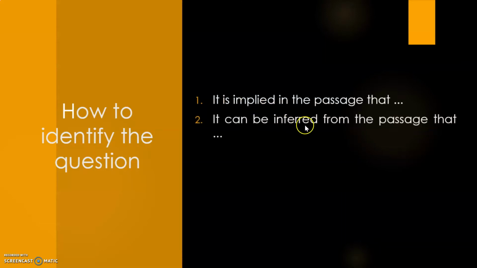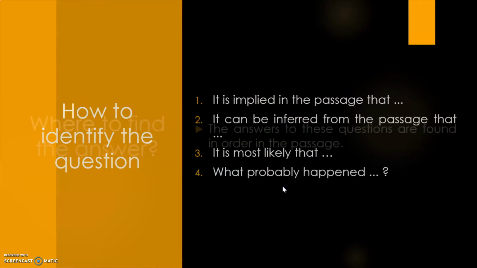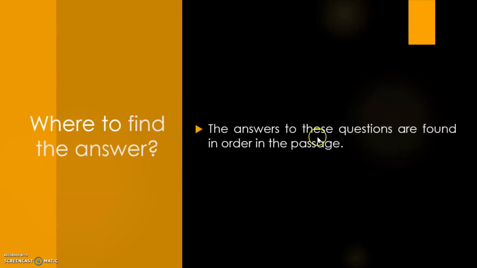So, like I said in the previous slide, to identify the question, it usually has a word like implied, inferred, most likely, and what probably happened. The answer is usually found in order in the passage.